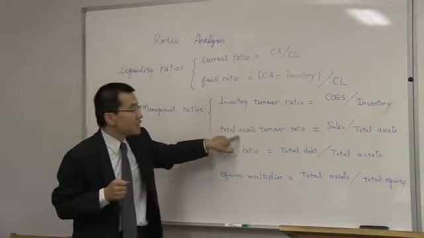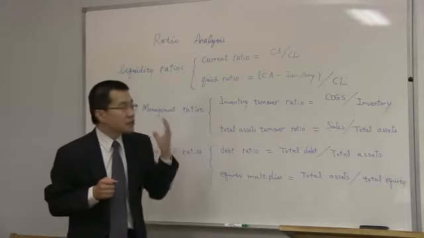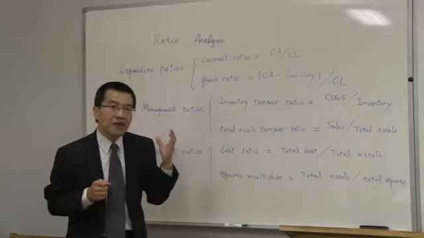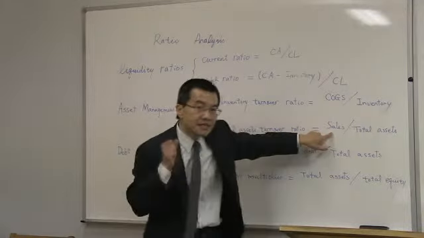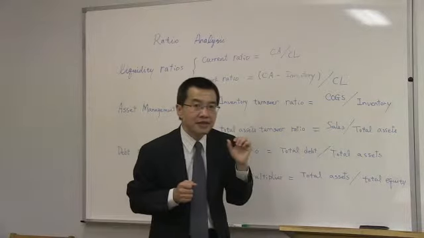And the second one is the total assets turnover ratio. The total assets turnover ratio compares the company's sales value with the company's total assets value.